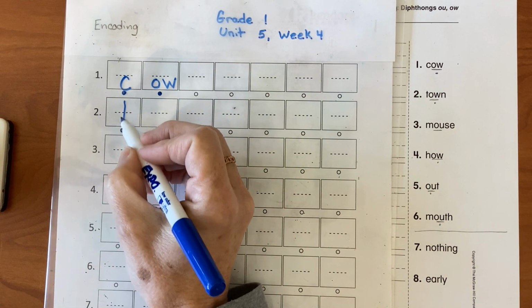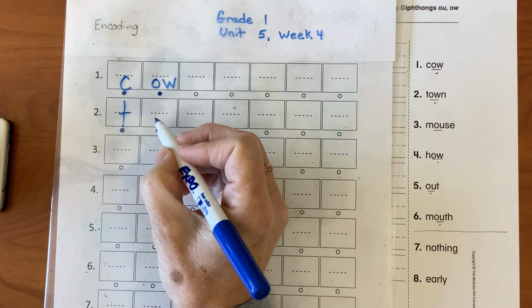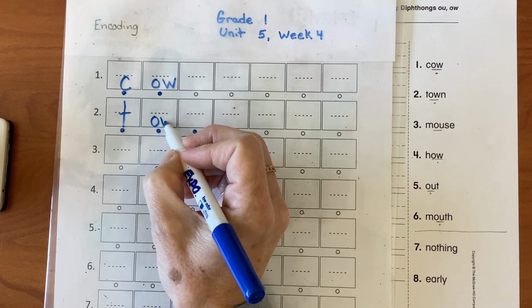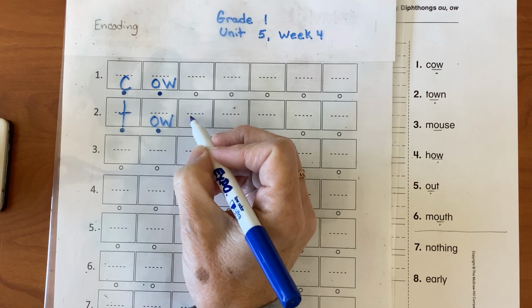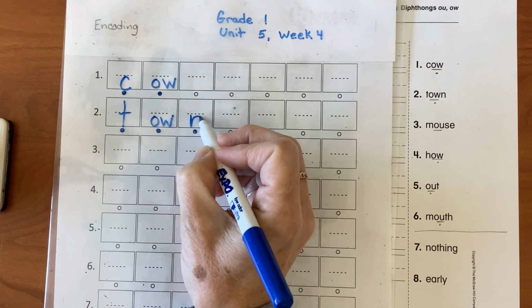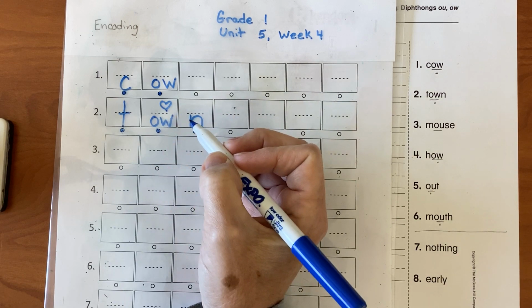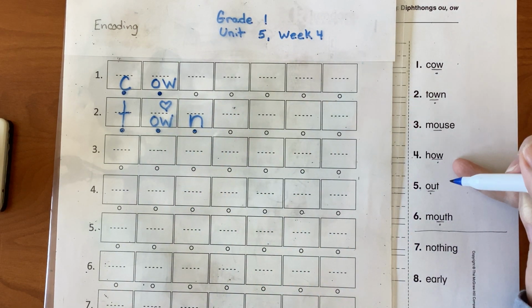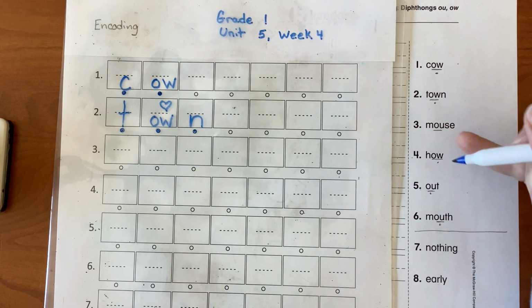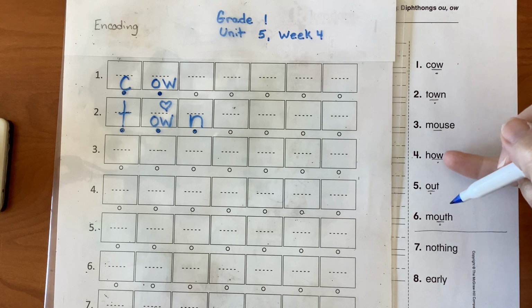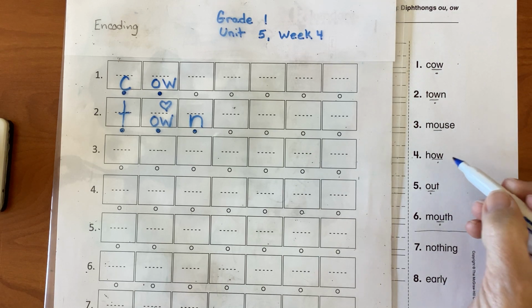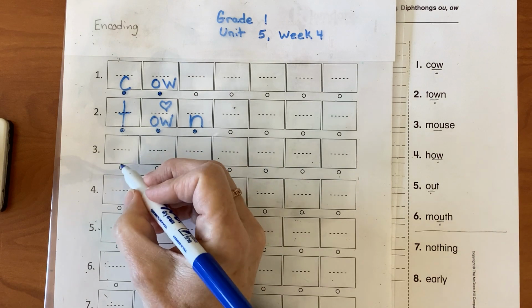Town is t. You know that part? Ow. Here it is in the middle. And you know the end. So the only part you have to learn by heart is the OW. And I'm going to jump down to this one because I already looked through our list. And I know that these three have the diphthong OW. And this is how.